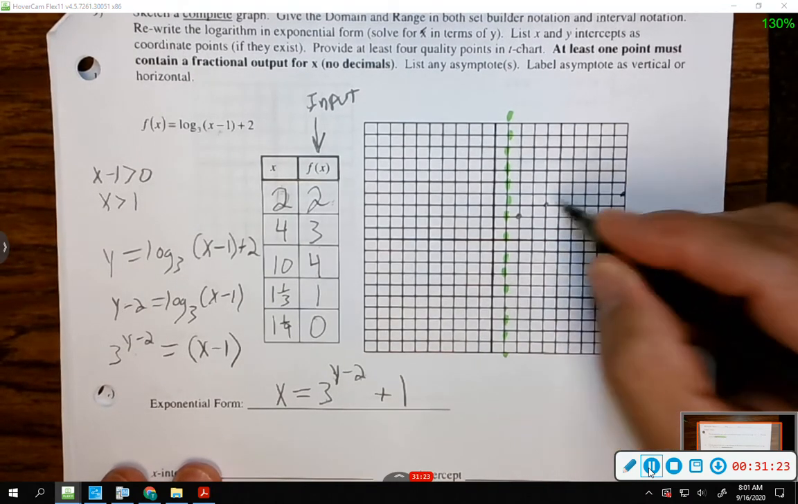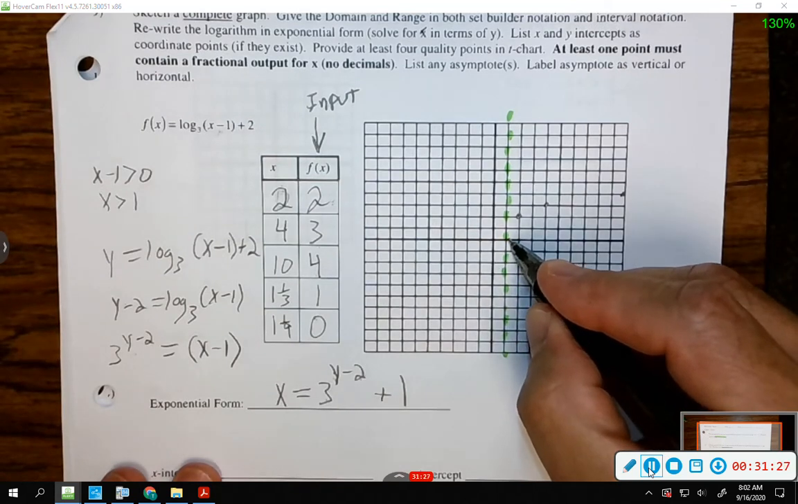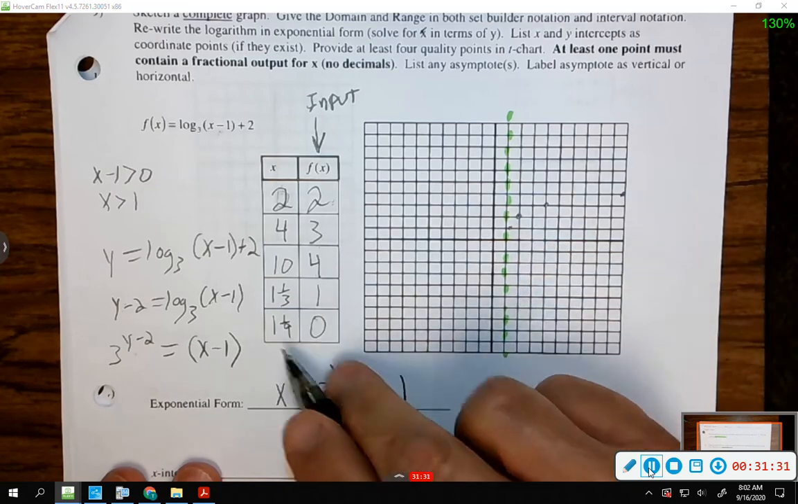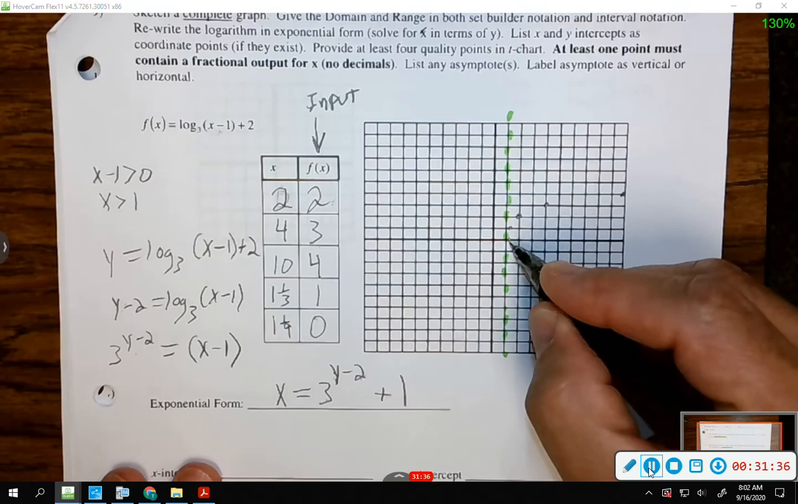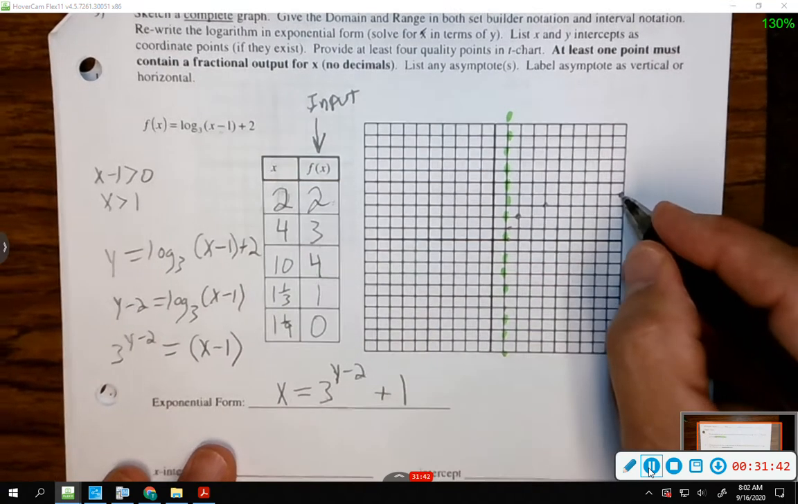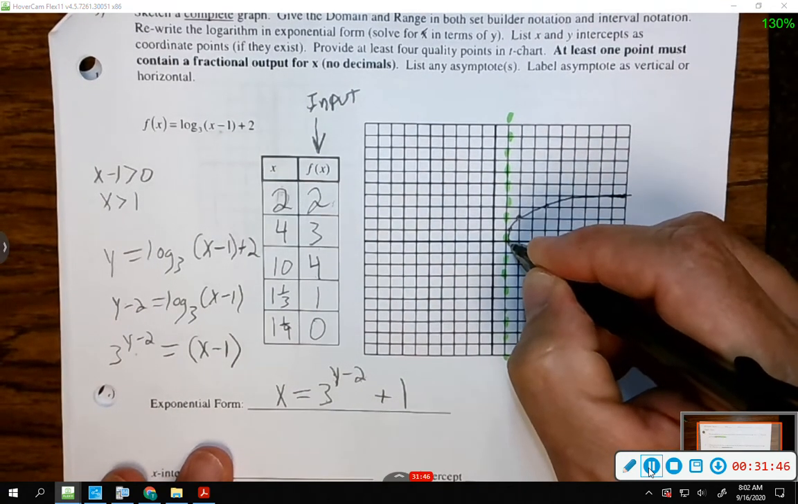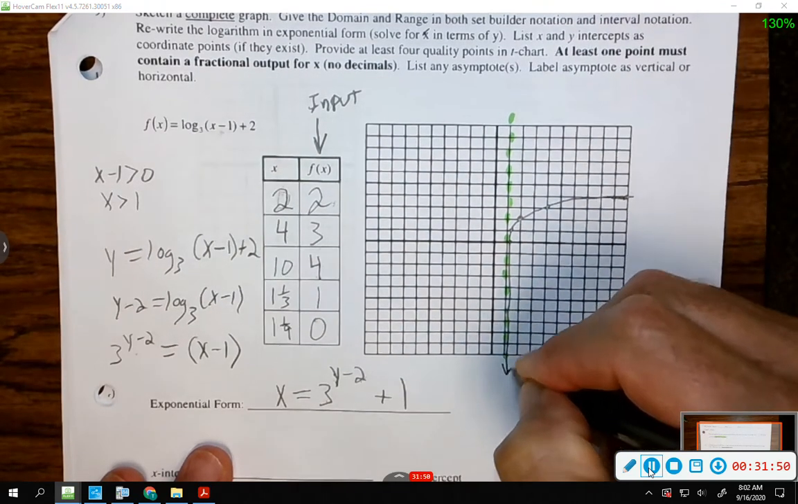If I go to the right 1 1/3, just a little bit past this vertical asymptote, it's going to be up at 1. If I go to the right 1 1/9, it's going to be 0. Look how close it is to the vertical asymptote already. But what a lot of students will do is they will connect these points and stop the logarithmic graph. It does not stop. It gets closer and closer and closer to that vertical asymptote, and it continues down forever.